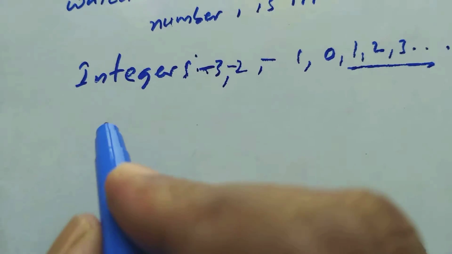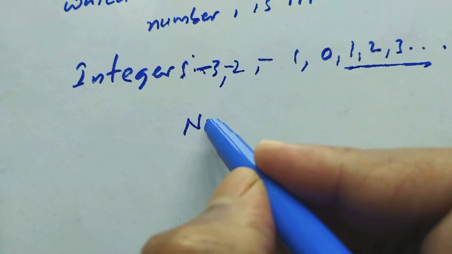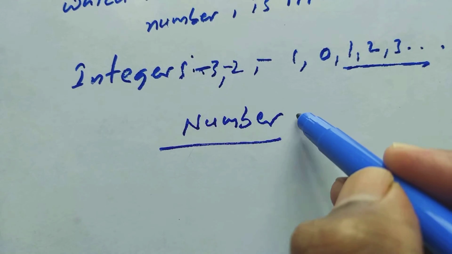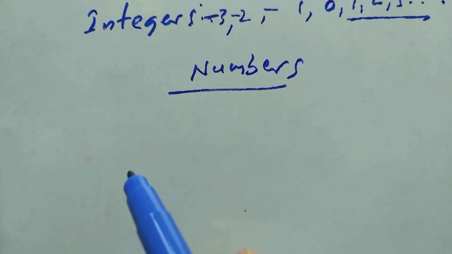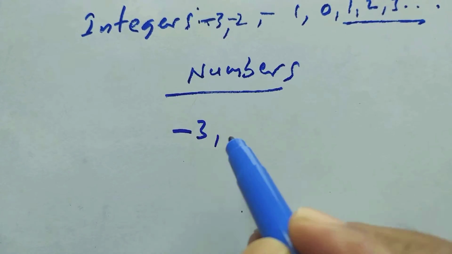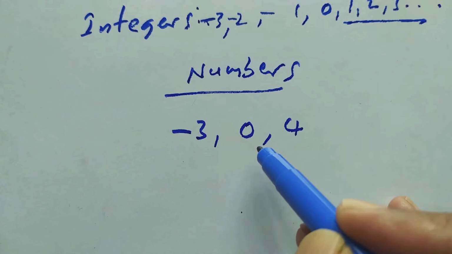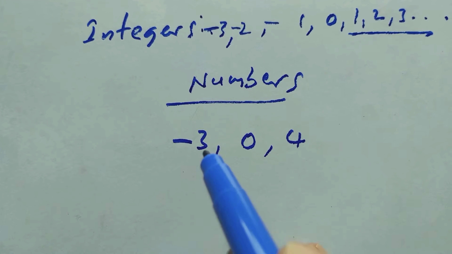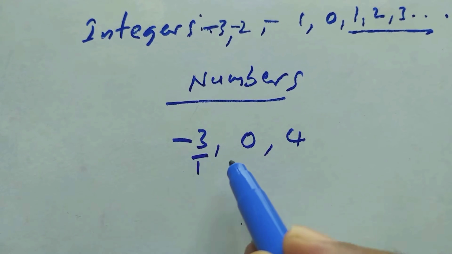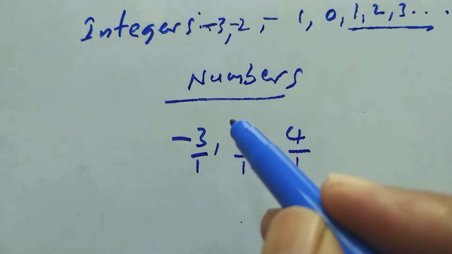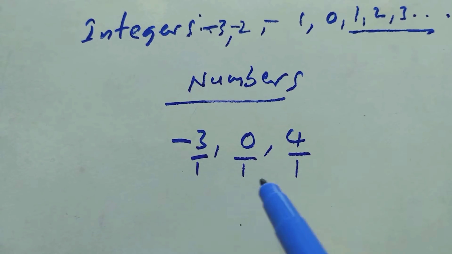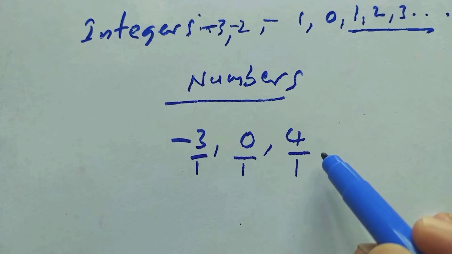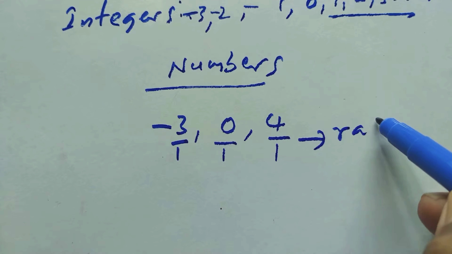I give some numbers, for example -3, 0, 4. No doubt they are integers. Now if you want to see these numbers in P by Q form, you can write them over 1. These are purely P by Q form, with denominator not equal to 0, and both numerator and denominator integers. So these are rational numbers.